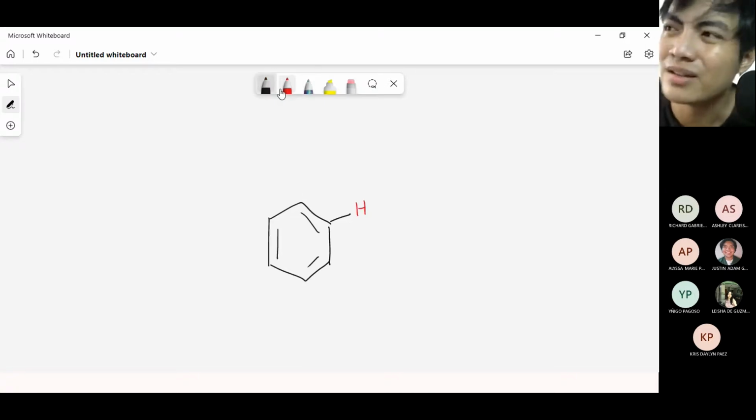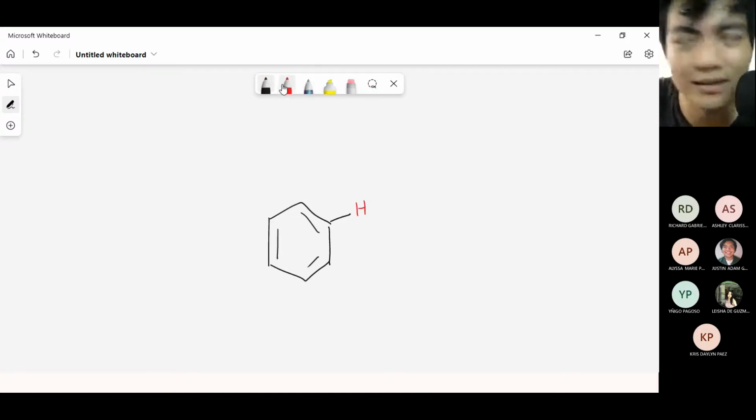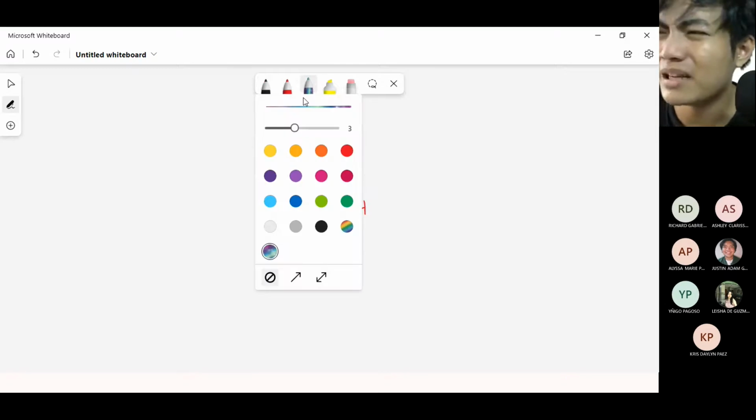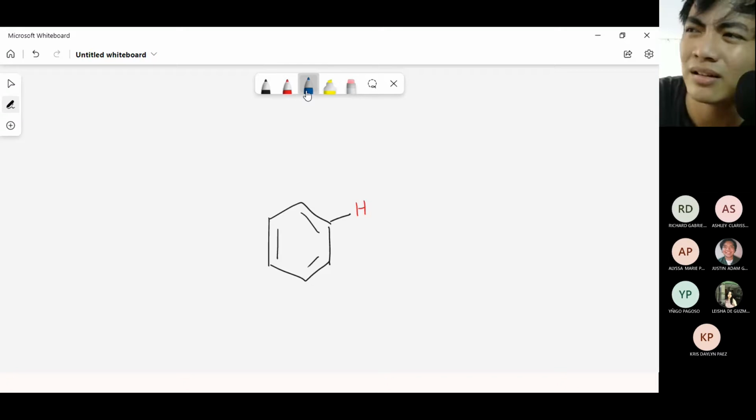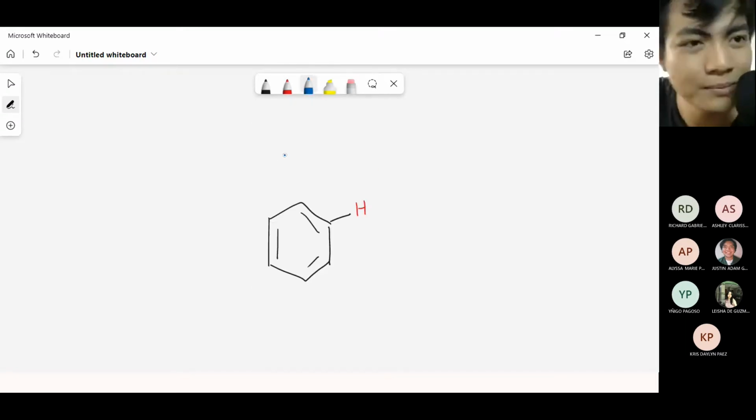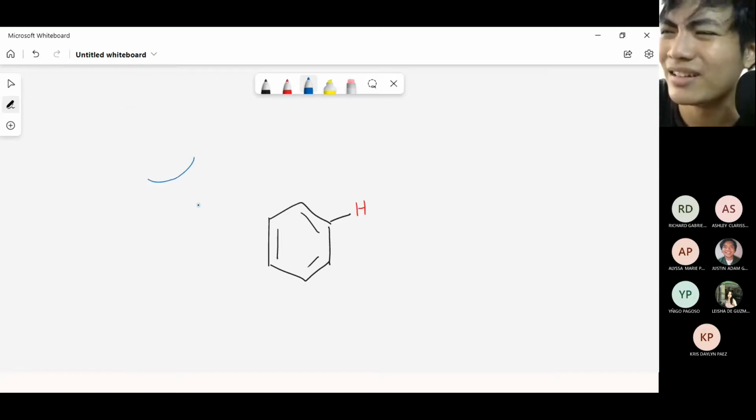Ayan. So, marami siyang pwedeng pagdaanan. Okay? So, maraming pwede pagdaanan itong ating benzene. So, ano yung mga pwede? Una is the... ano ba yung una dito? It's the halogenation. Okay? So, the first will be the halogenation. So, siguro dito na lang.